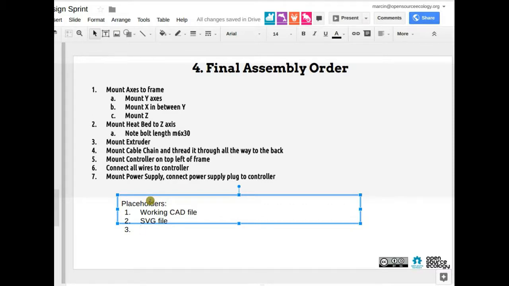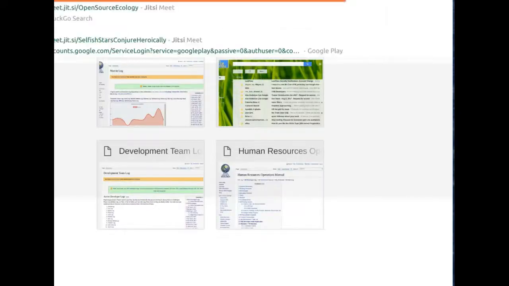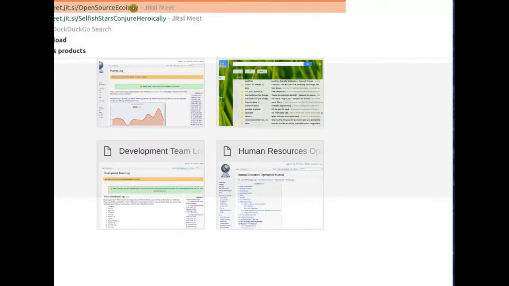Marcin, a question? Yes. Can we try the Jitsi page for the meeting? Because your audio is terrible for most of us. Really? Okay, yes, we can try that. Yeah, let's try it.